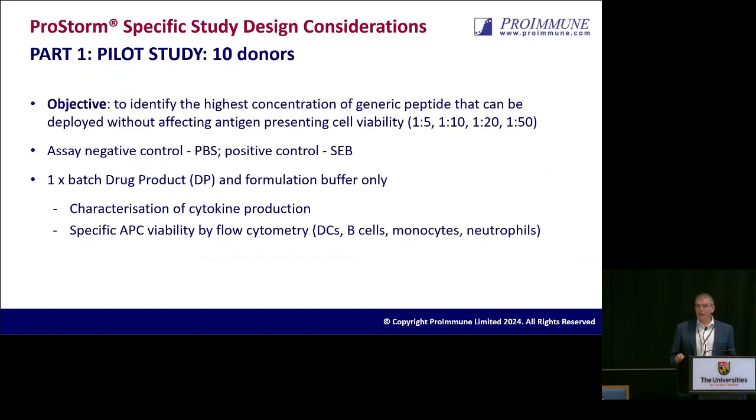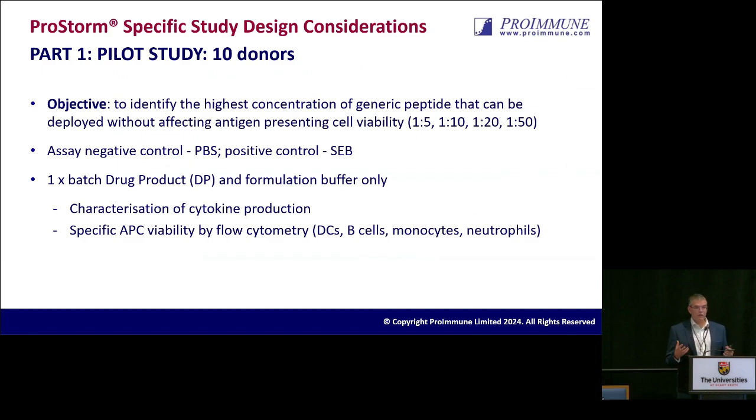So on to the very final part, it's really important to think about how all this information then plays into the study design. So for our whole blood assays, we carry out a two-phase study strategy. The first is a pilot study, typically carried out on 10 donors. And the objective of this is to identify the highest concentration of generic peptide that can be deployed in the assay without affecting APC viability.